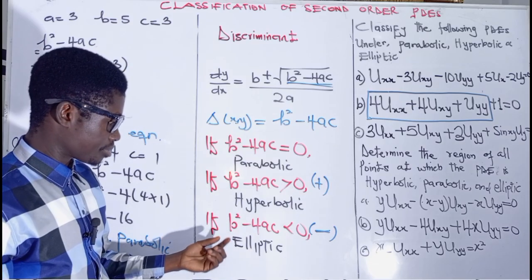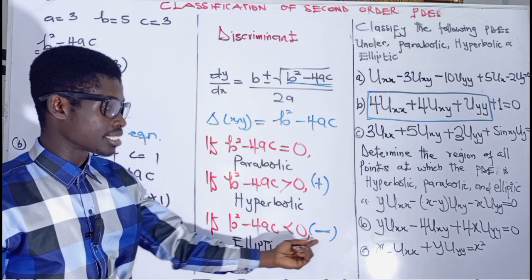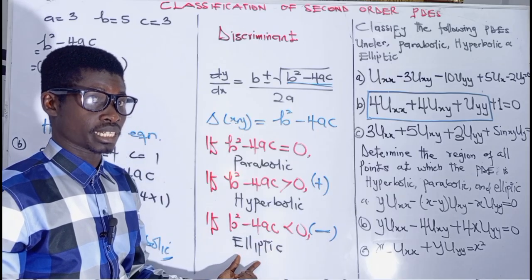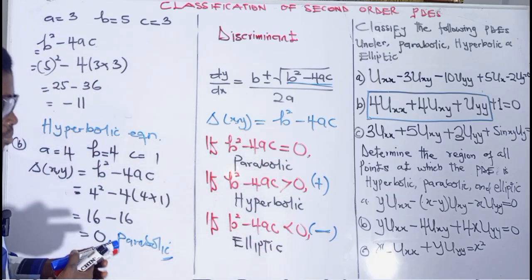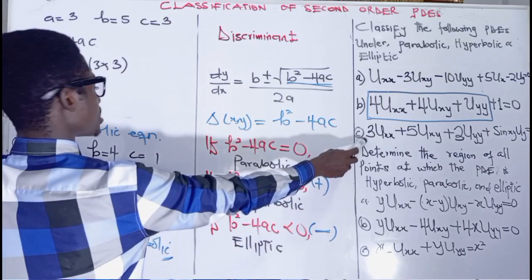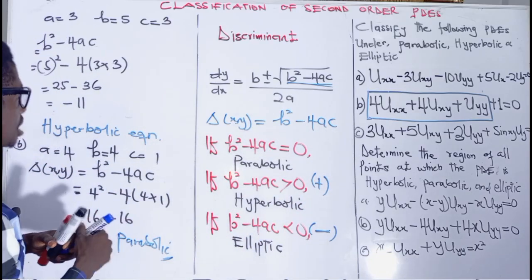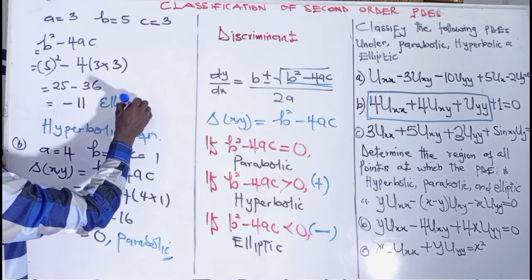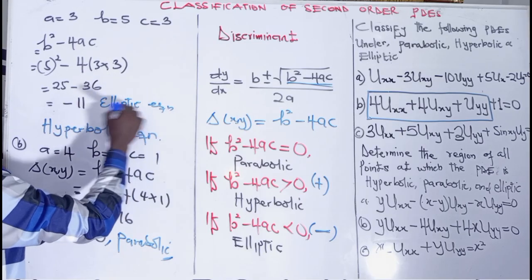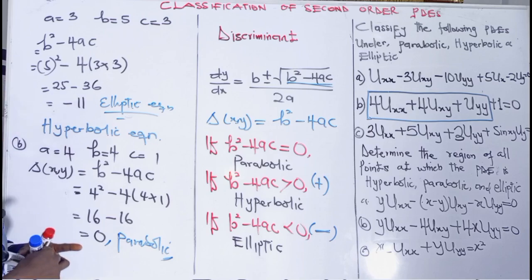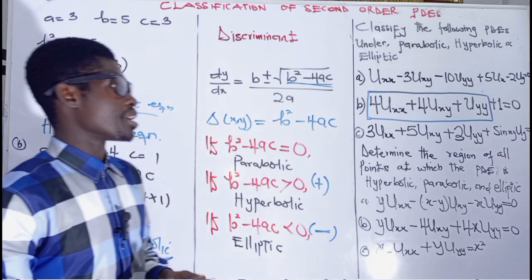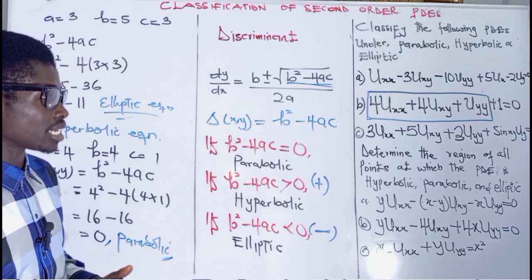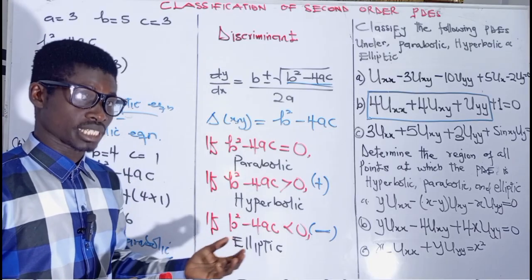And we are saying that if the discriminant is less than 0, or a negative number, the equation becomes elliptic. So example C, or question C, is an elliptic equation. Very, very easy. So you realize that when the principal parts have constant coefficients, it is very easy to identify the type of equation it is.